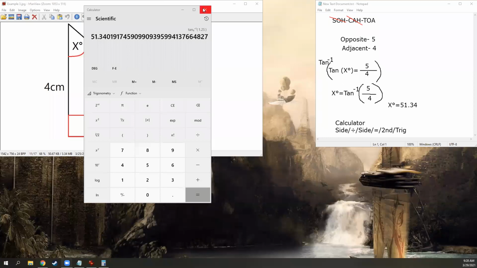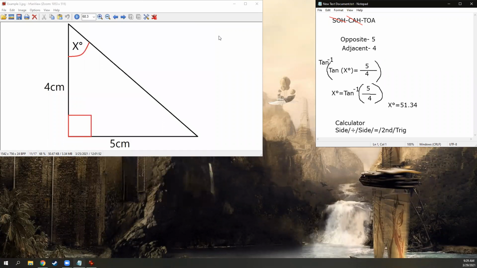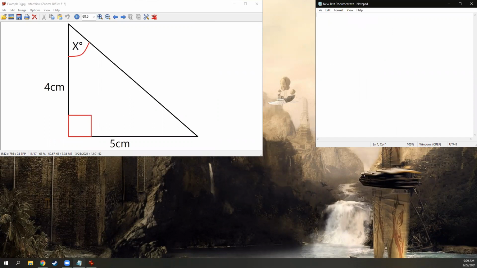That is how you solve for angles using trig. It's, in my opinion, pretty easy. It's the exact same way every single time. X is always in the same spot when it's an angle. So if you set up the equation correctly using SOHCAHTOA, then you'll get it right. There's no getting that wrong.